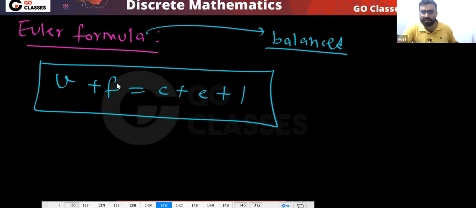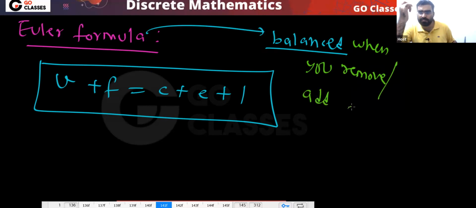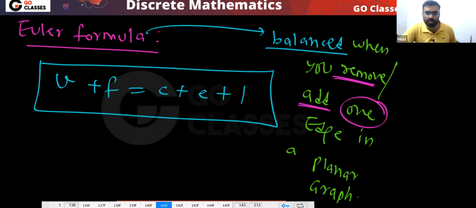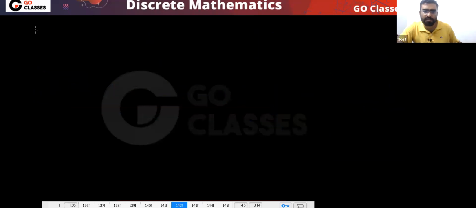Because if you remove one edge, then the Euler formula will balance itself. This is balanced when you either remove or add one edge in a planar graph. This is actually a very simple thing. This formula is balanced when you remove or add one edge in the planar graph. Let's remove one edge. This is your original formula.